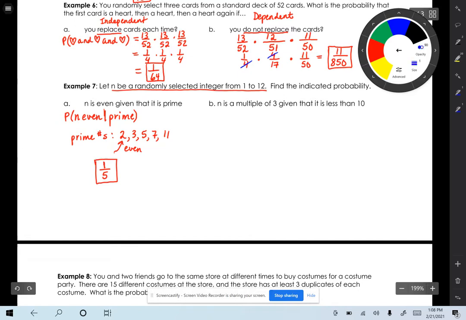Maybe I should put the formula there. So the probability that n is, oops, I'm supposed to make it a capital letter. So the probability that n is even, given that it's prime, is equal to the probability that n is even and prime, divided by just the probability that it's prime.